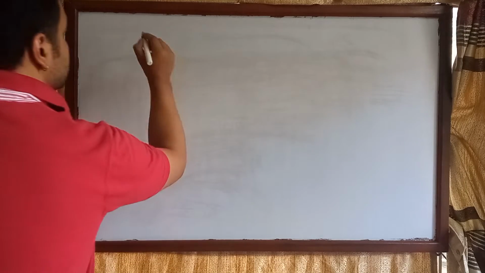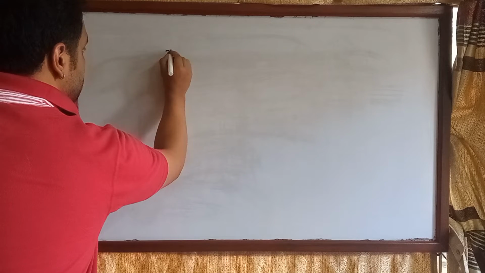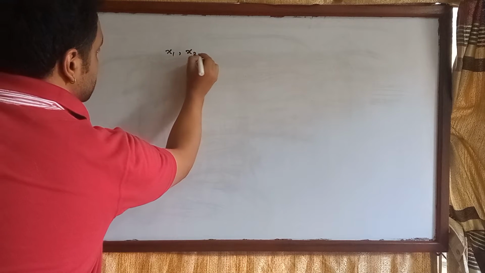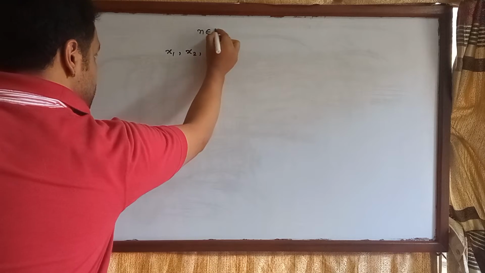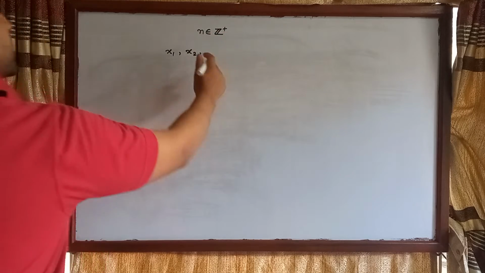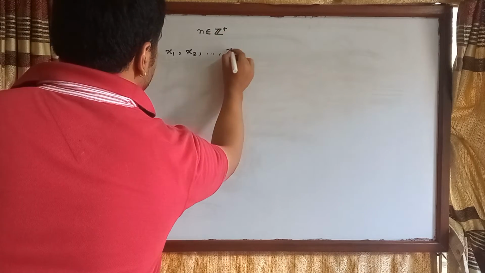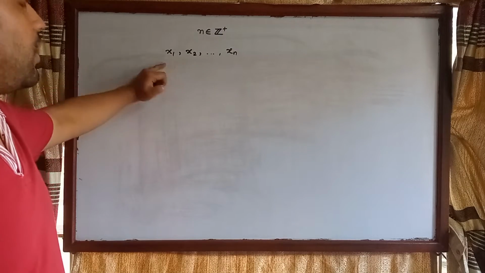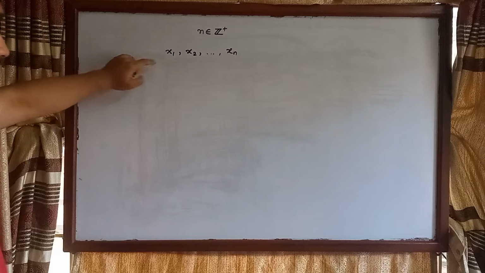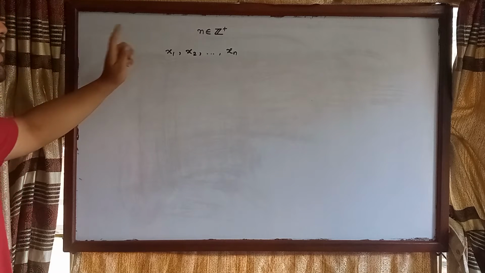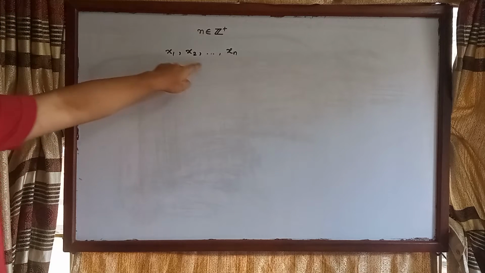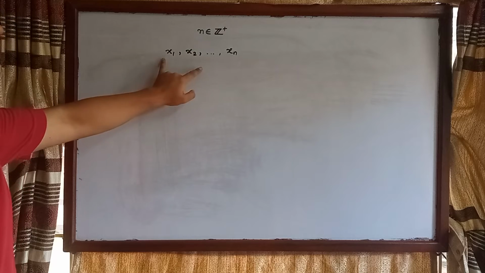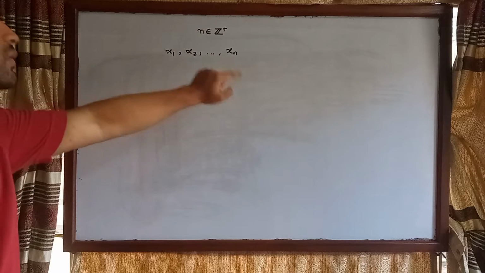The last time, we considered the total number of values to be n, a given positive integer, and these were the values. These were all the values that were given to us. We did not consider any of them to be unequal. We didn't care if they were equal or unequal.